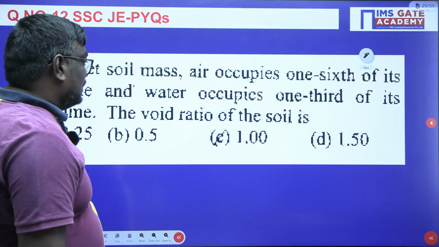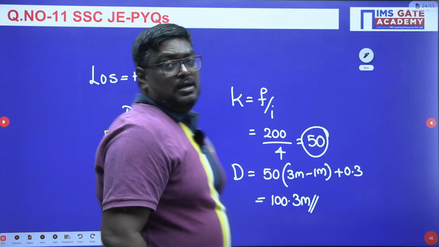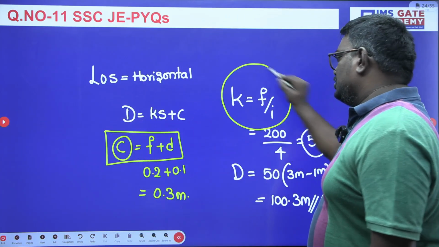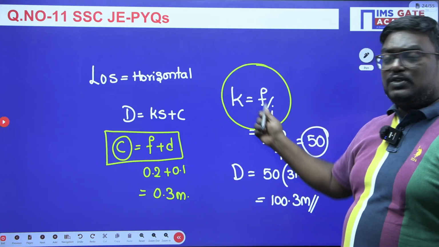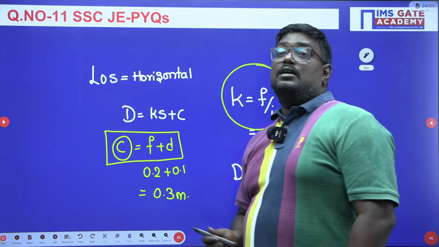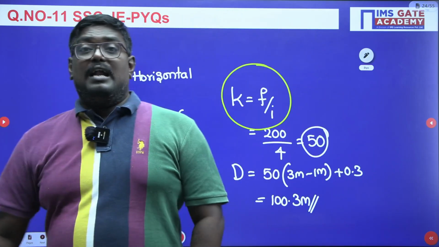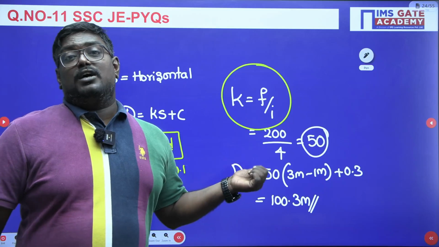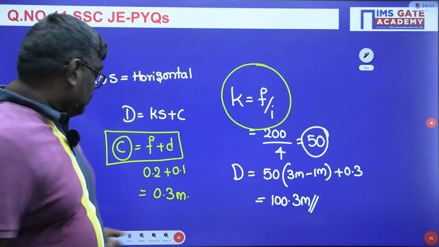So whatever the key points in the previous problem, let me tell you, my dear students, the key points are: multiplying constant is defined as focal length upon stadia intercept, and for an analytic lens, multiplying constant is 100. Additive constant is defined as the summation of focal length plus distance from the instrument to the optical center O.